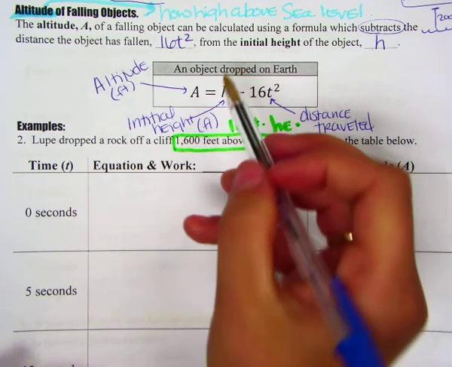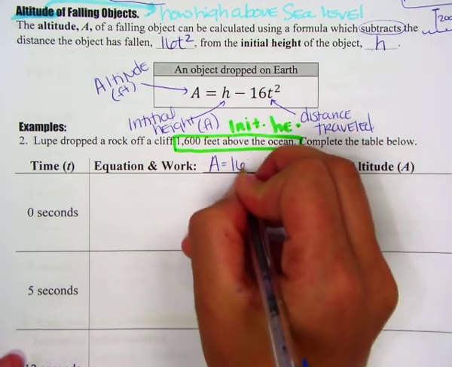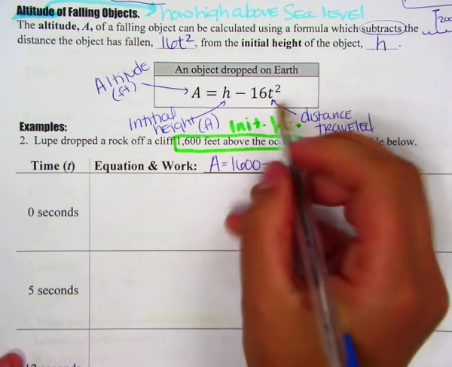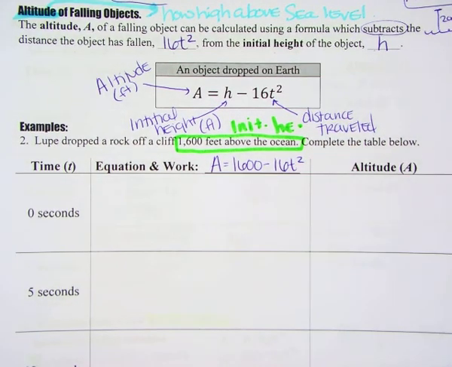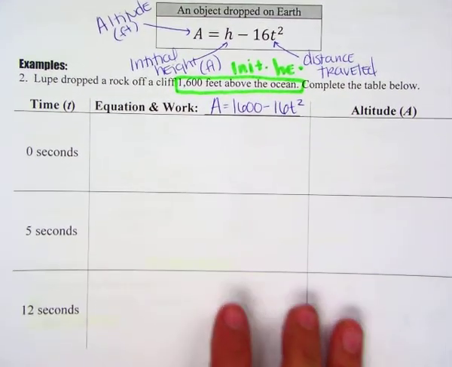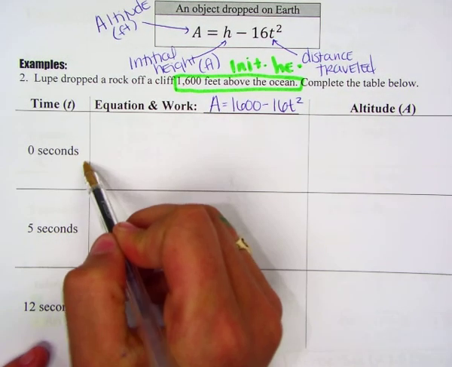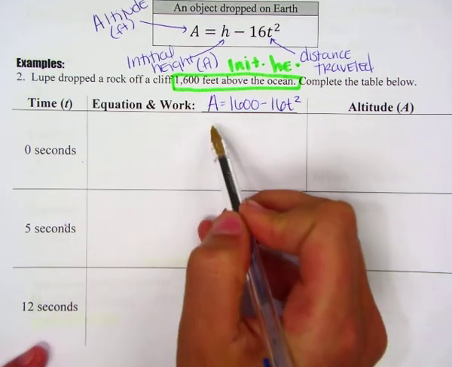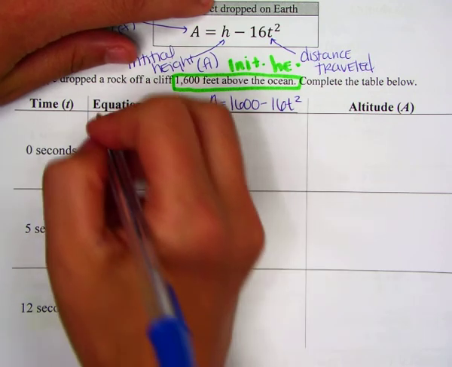So we're going to substitute that in for h. So the equation is a equals the initial height, 1,600, minus the distance traveled, 16t squared. And we're going to substitute in these different times. So we want to know what's the altitude after 0 seconds, after 5 seconds, and after 12 seconds. So let's do it after 0 seconds.